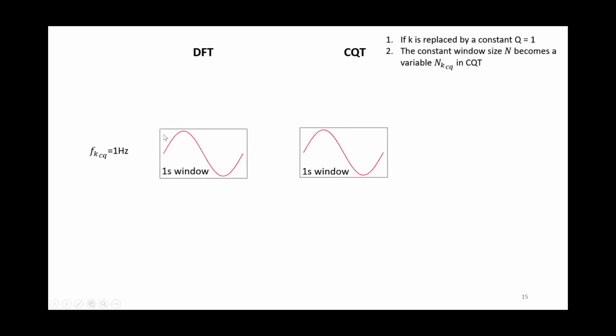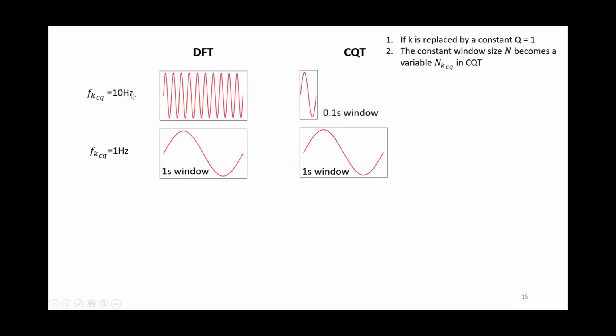Now we plot out the kernel for DFT and CQT. We assume q equal to 1, and then the meaning of q is actually the number of cycles in that kernel. So if q equals 1, that means we have only one cycle in the kernel. This is the DFT kernel and CQT kernel for frequency equal to 1 Hz.